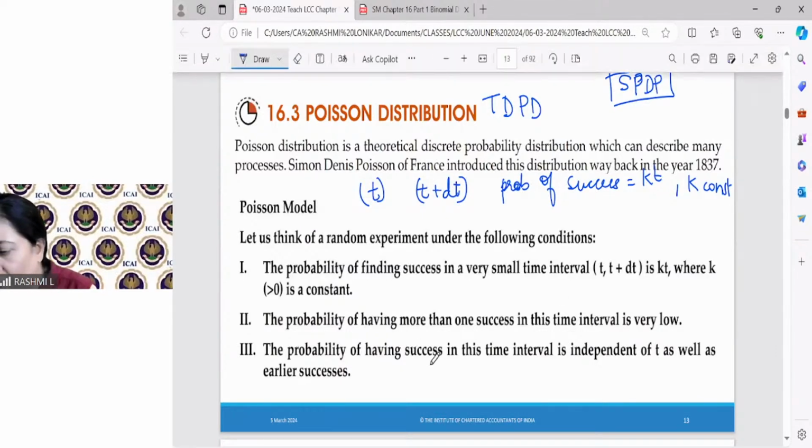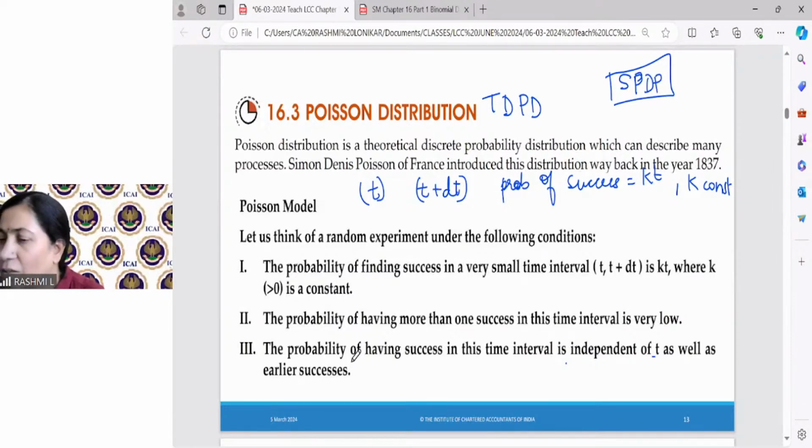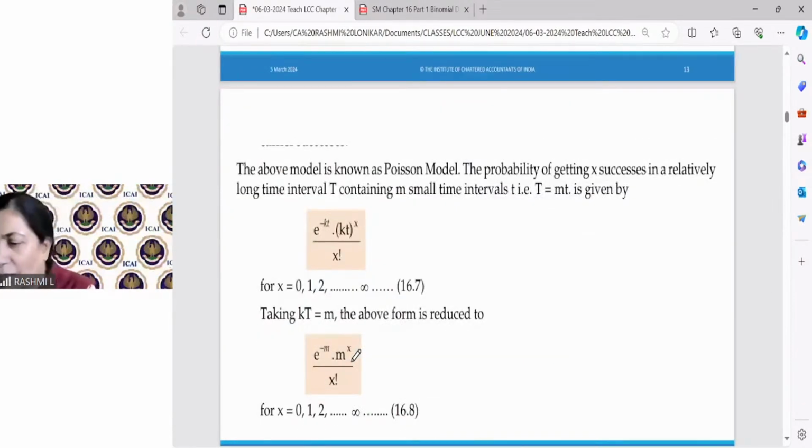The probability of having success in this time interval is independent of t as well as earlier successes. What this means is that it does not depend on the earlier trial. Whether it was a success or a failure will not have any impact on the present trial. So again, the same thing: we have to understand the Poisson model in this case.